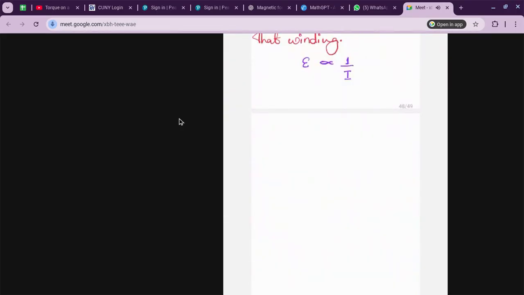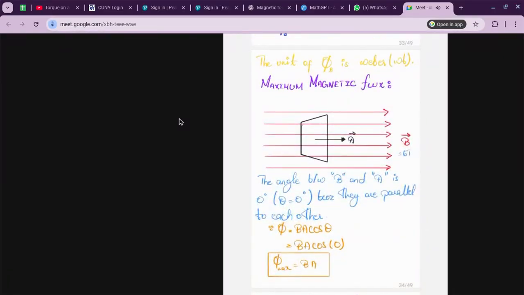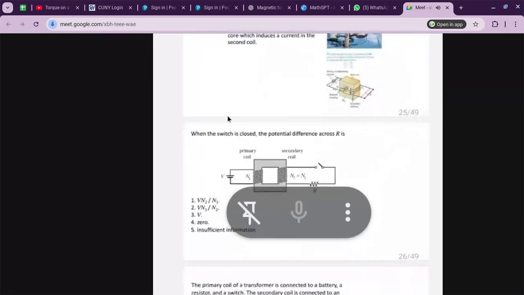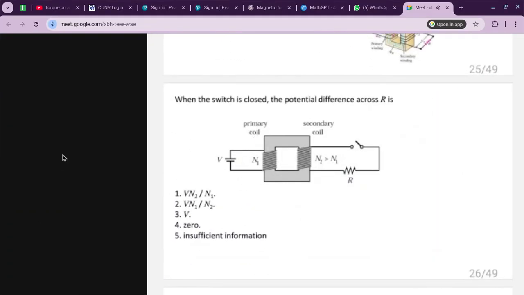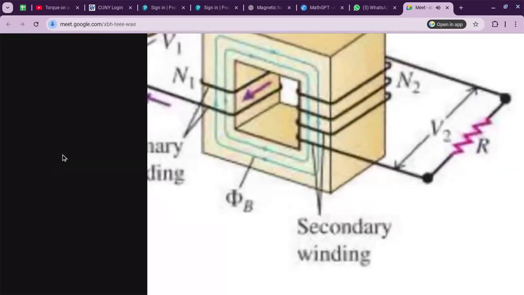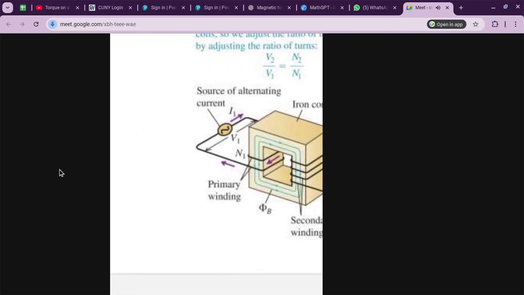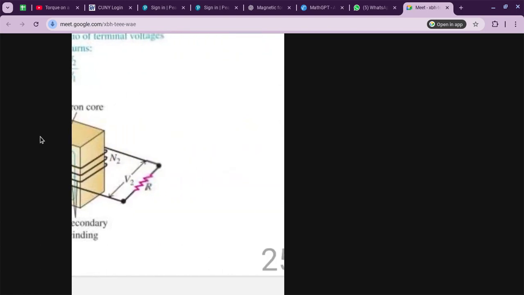Now let's talk about this one. Two coils are wound on the same core. One will generate a field in the core which induces a current in the secondary coil. This is V1, source of alternating current. This is the input part.